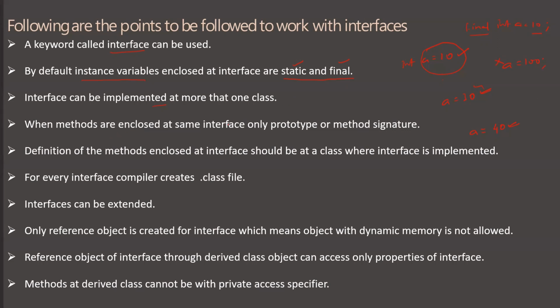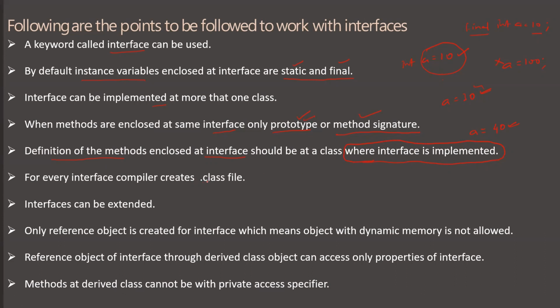So when methods are enclosed at an interface, only the prototype or method signature you're going to write, as we discussed with abstract methods, the same thing. You're going to just write the prototype and method signature. Whereas its definition should be written at the derived class. Is that point clear? The definition of the methods enclosed at the interface should be at a class where the interface is implemented. So generally we'll implement an interface at a derived class, and you're going to write the definitions of these prototypes at the derived class, right?